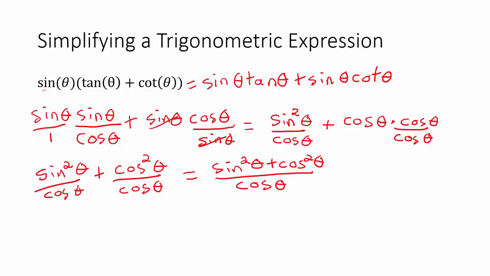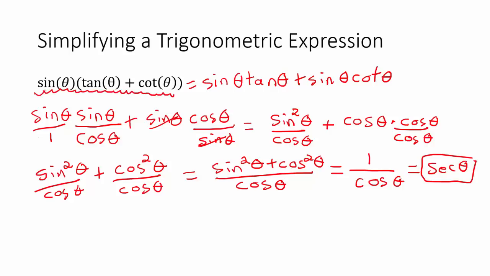But hold on a second, the sine squared theta plus cosine squared theta, that equals 1. That's one of my Pythagorean identities. So I'm left with 1 over the cosine of theta. That is just the secant of theta. So this crazy expression that we started with here, sine of theta times the quantity tangent of theta plus the cotangent of theta, that's just a really complex way to represent the expression secant of theta. So we're able to simplify this crazy trigonometric expression to just the secant of theta.